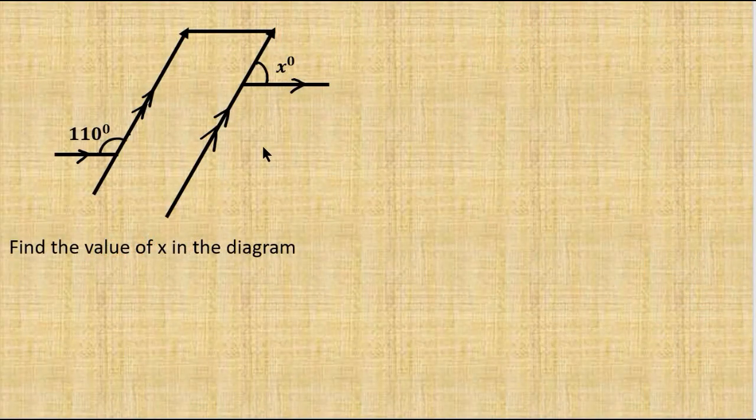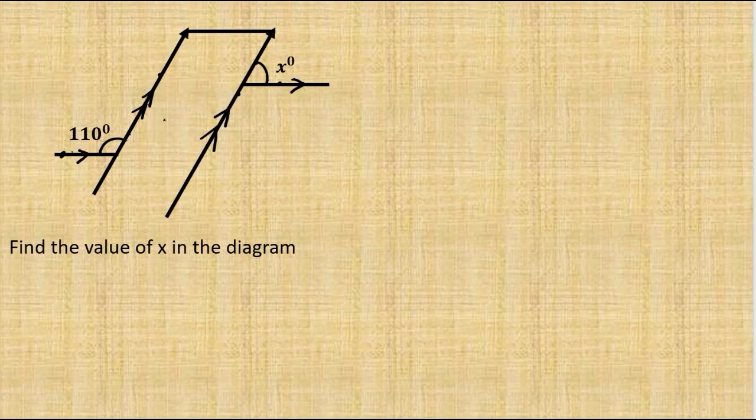Now, here's our question. Our question wants us to find the value of x, while we're given an angle here to be 110 degrees. If you look at this figure carefully, you see that we have two parallel lines. This is the first parallel line here. This and this, both lines are parallel. And this is the second set of parallel lines.